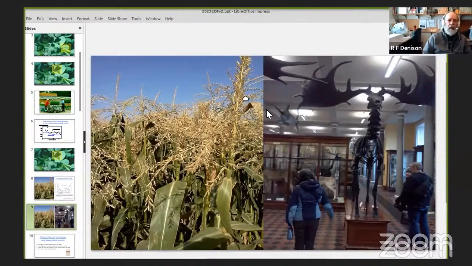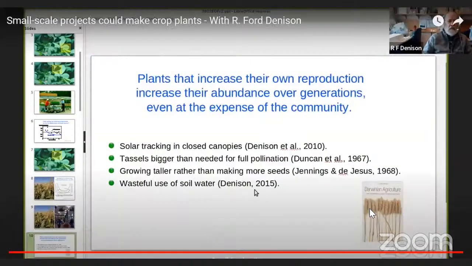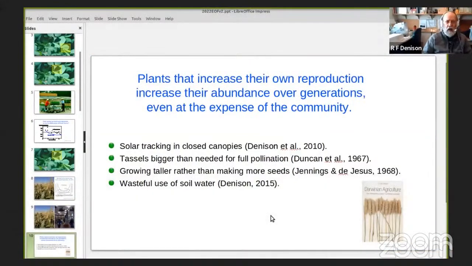offspring, just as any corn plant that produces more than its share of pollen by having a really large tassel will have more offspring in the next generation, and that trait will persist.